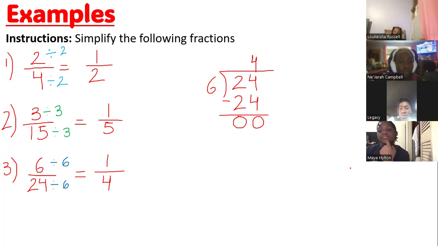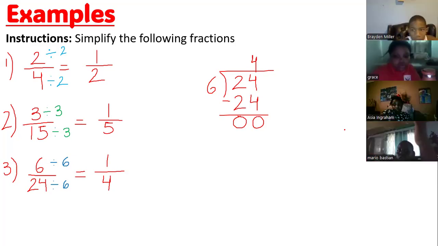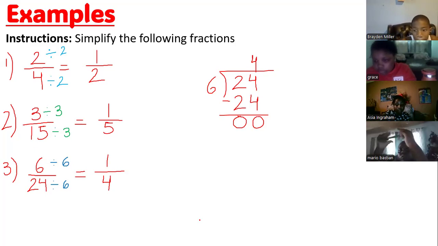1 over 4. All right. If you understand how to do these simplifying, type I inside the chat.